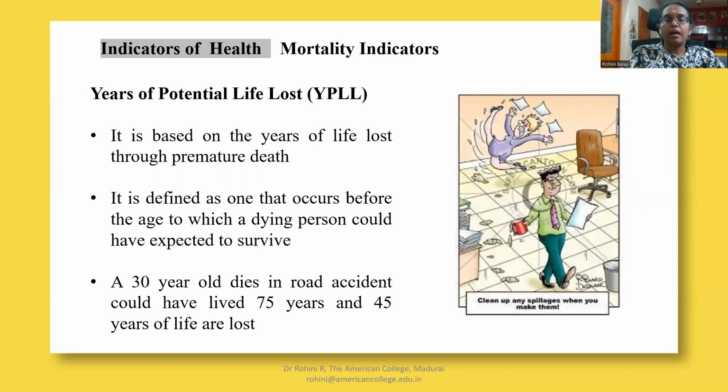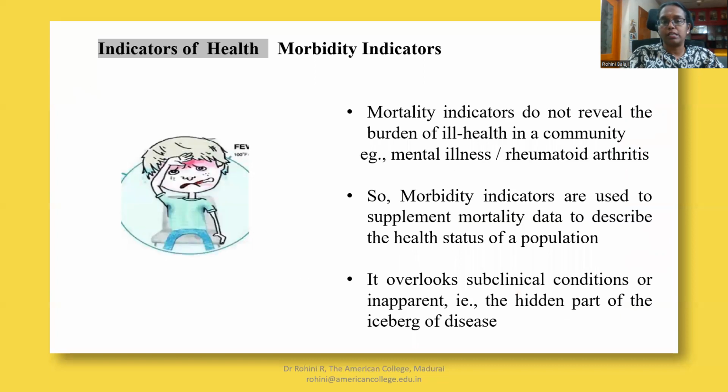And here, the final indicator for this discussion is years of potential life lost. It is based on the years of life lost through premature death. Premature death is defined as one that occurs before the age to which a dying person could have expected to survive. If a 30-year-old dies in a road accident, could have lived 75 years, and 45 years of life are lost, which is said to be the years of potential life lost.